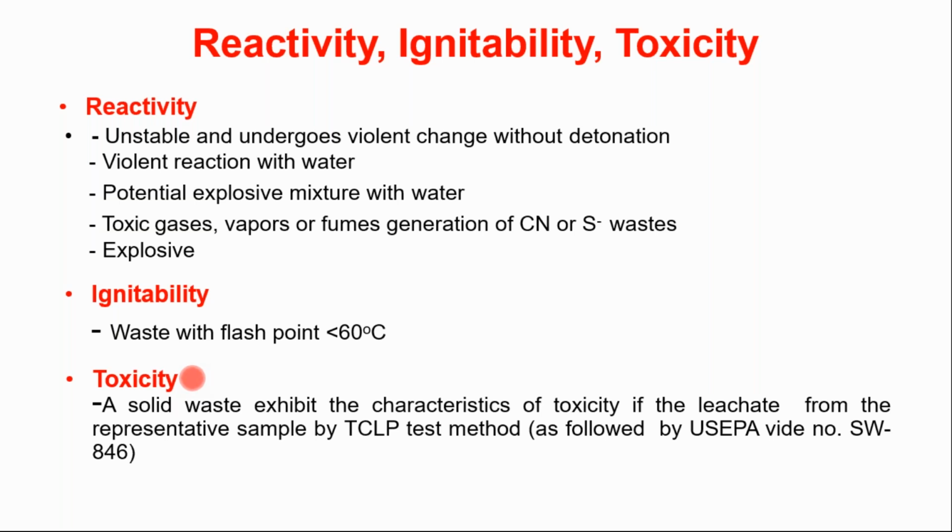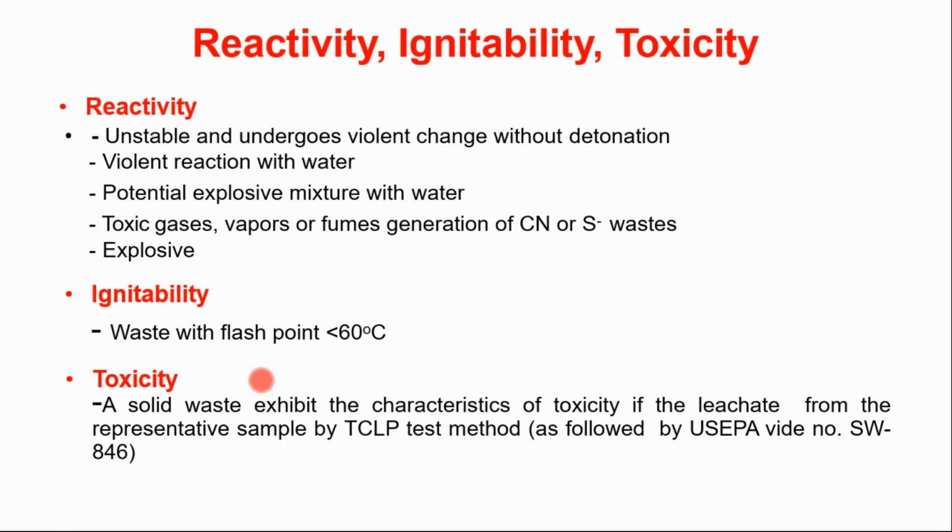Then there is another property, that is toxicity. A solid waste exhibits the characteristic of toxicity if it leaches from the representative sample by the TCLP test method as followed by the US EPA. If it is shown that this substance is toxic, then that substance is called a toxic substance, and the property is called toxicity. Depending on the output of this test, we can say whether it is a low toxic, medium toxic, or high toxic substance.